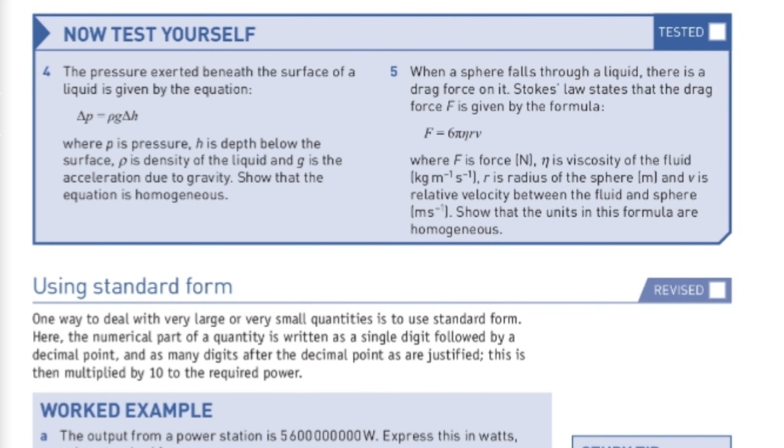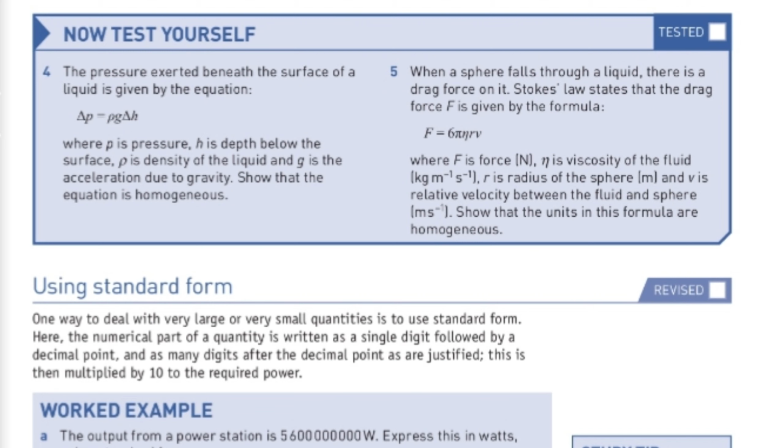Now test yourself. Question number 4. The pressure exerted beneath the surface of a liquid is given by the equation ΔP = ρgΔh, where pressure is P, h is depth below the surface, ρ is density of the liquid, and g is the acceleration due to gravity. Show that the equation is homogeneous.